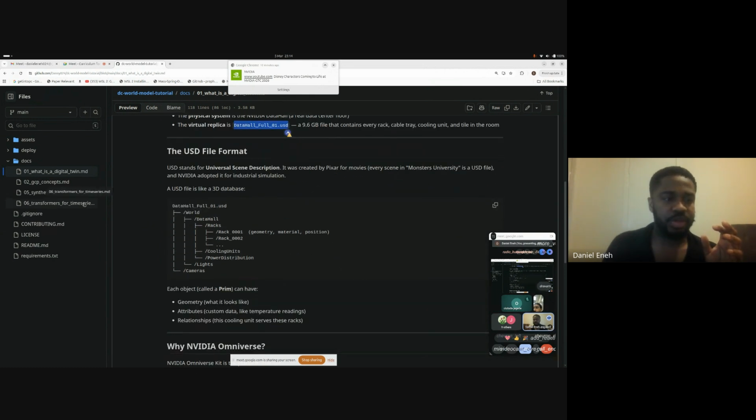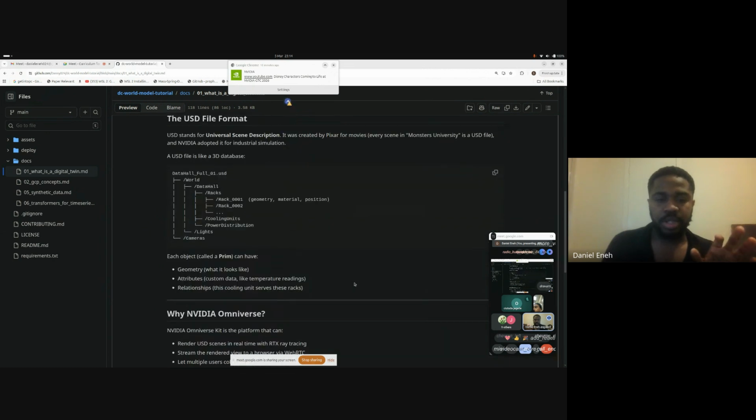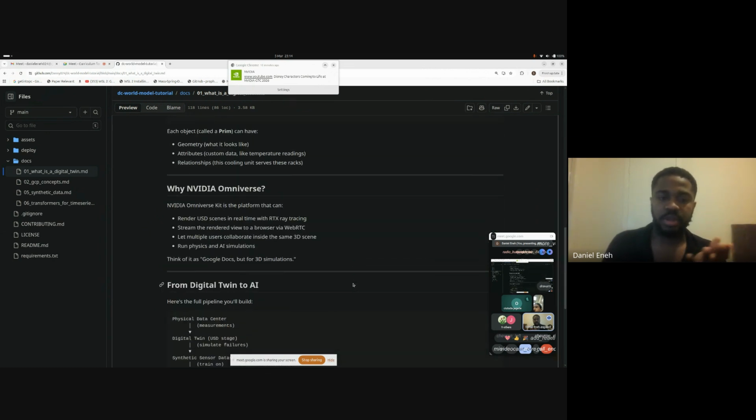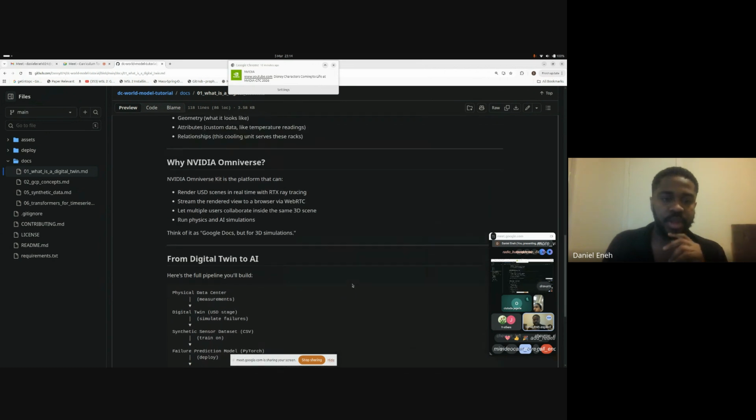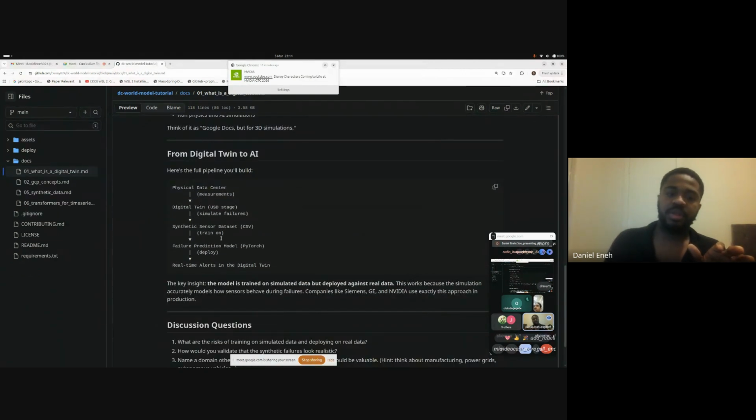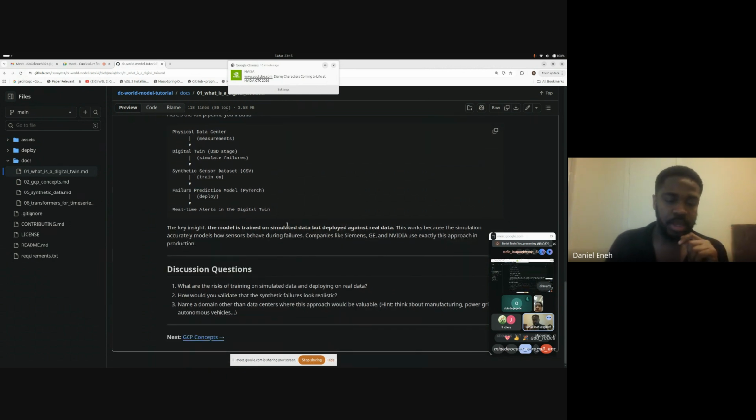Like I said, why are we using NVIDIA Omniverse? Because it has the USD. If you have followed your tutorial, that's what we call the Universal Scene Description. It gives a 3D visualization of a digital twin of the world. We will go through this here.